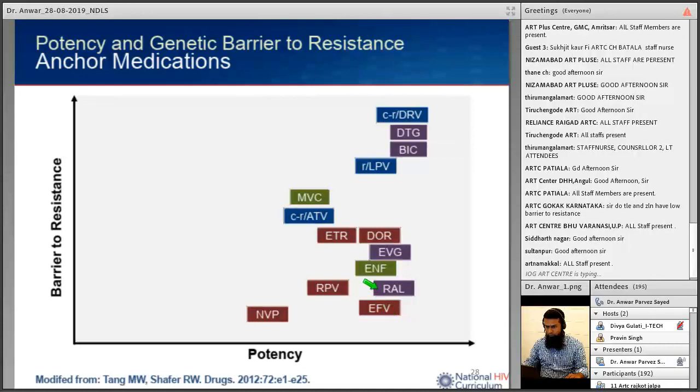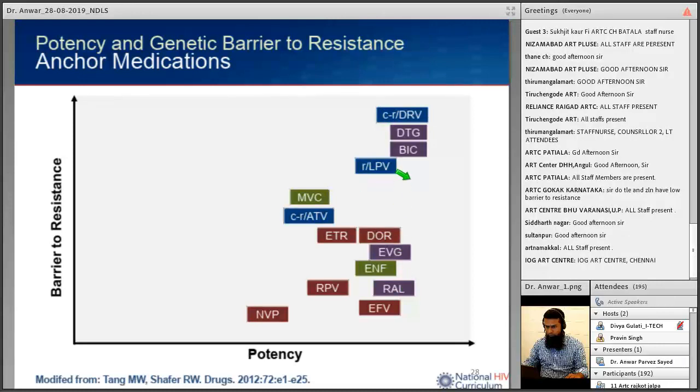ineffective. But at the same time, if you see the other drugs like raltegravir, lopinavir, bictegravir, dolutegravir, and darunavir, and again this is cobicistat, which is similar to ritonavir. These are the drugs which have a higher genetic barrier to resistance, as in they are very potent drugs and have a higher genetic barrier to resistance, which means that even if the patient is not adherent to the treatment, the drug will still be effective.